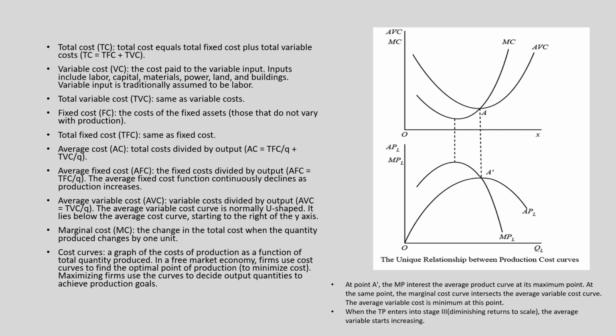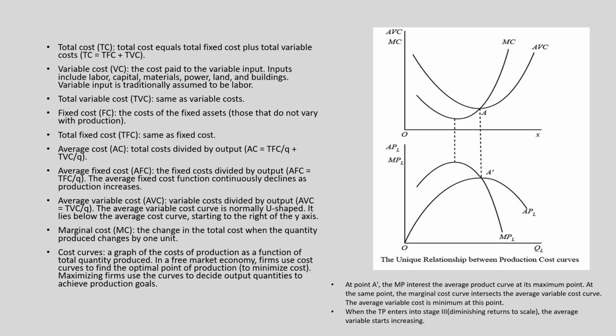Fixed cost is the cost of fixed assets, those that don't vary with production, like Mira's factory. Total fixed cost, of course, is the same as fixed cost. Average fixed cost is the fixed cost divided by the output. That's TFC, total fixed cost, over Q, which is quantity. The average variable cost is the variable cost divided by the output. And the average variable cost curve is usually U-shaped, and it lies below the average cost curve.